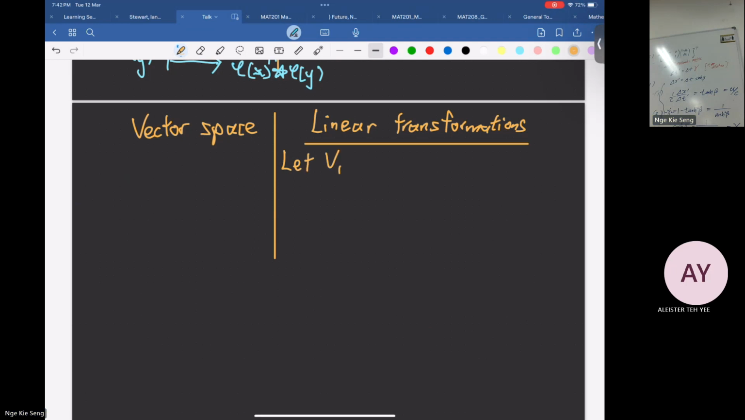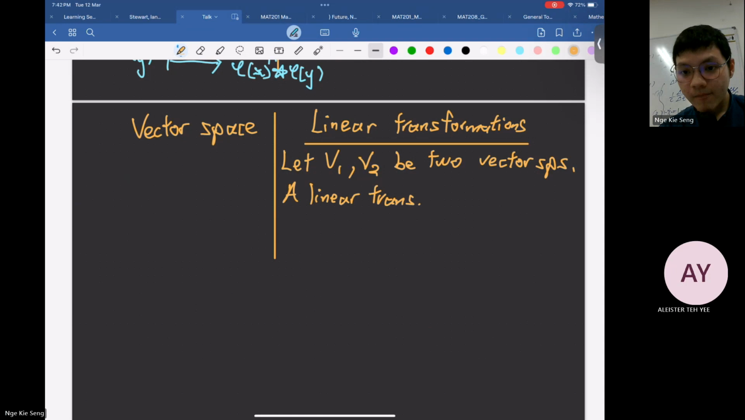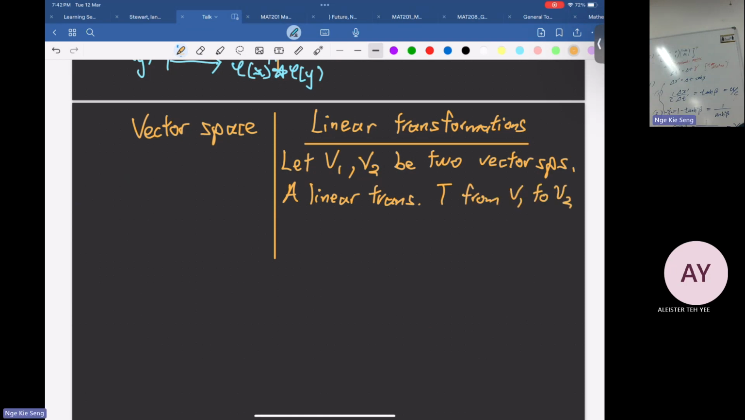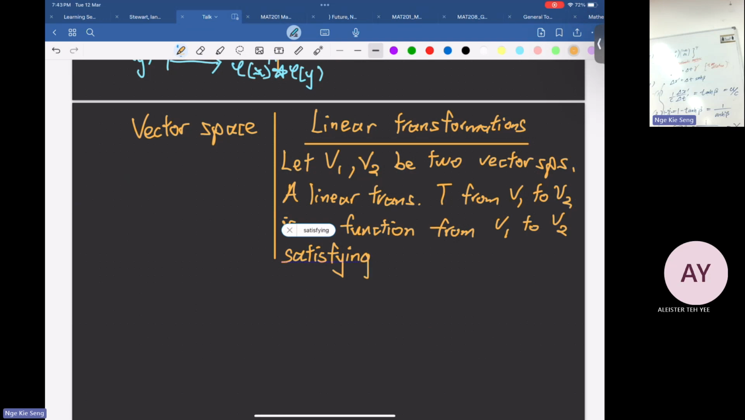Let V1, V2 be two vector spaces. A linear transformation, let's call it, what's the standard name here? T, maybe, okay. So T here, from V1 to V2. First of all, this thing has to be a function. But not an arbitrary function we want to consider. It has to satisfy some property. Well, what are the properties you need to satisfy?